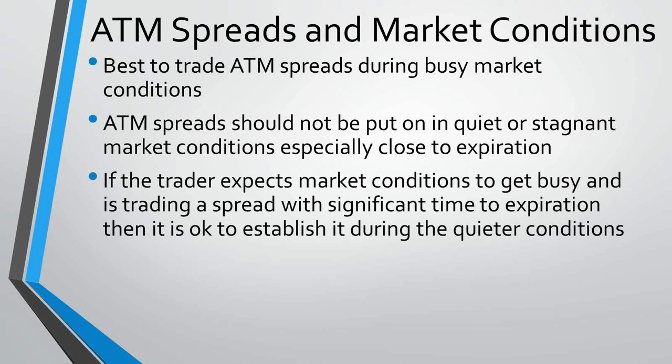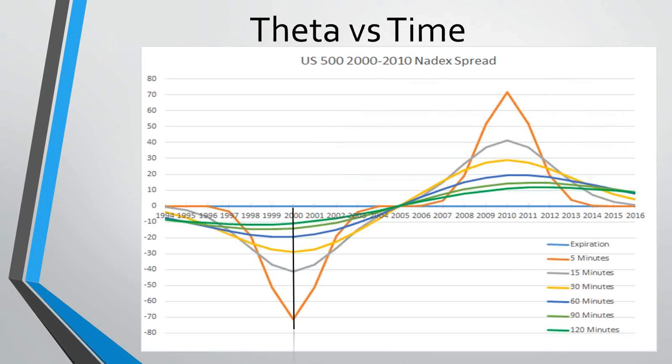If the trader expects market conditions to get busy and is trading a spread with significant time to expiration, then it's okay to establish it during quieter conditions. Let's say you're trading a 2-hour expiration spread, and the busy times, like the S&P, are going to open in 30 minutes or something. Fine, because you're going to get some time decay if it just sits there, but you're only going to get a little. Remember on this slide, with like 2 hours to go or even 90 minutes to go, you still experience some time decay, but it's not significant. Well, if you're putting it on really close to expiration, it could be significant.